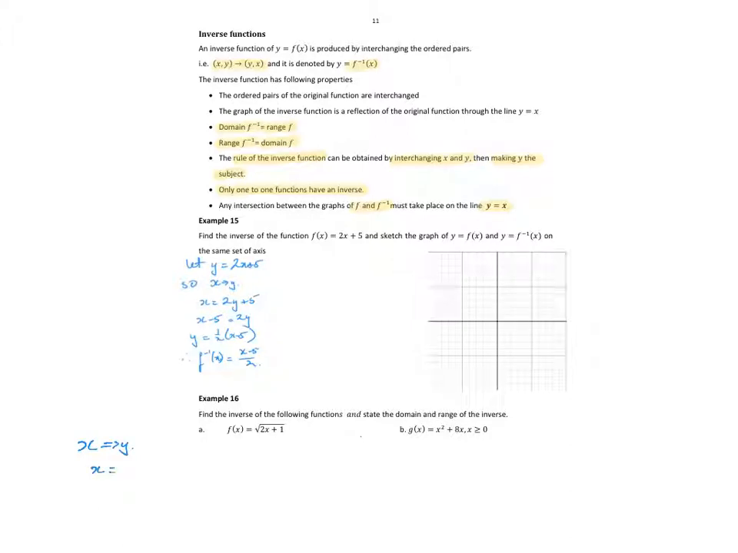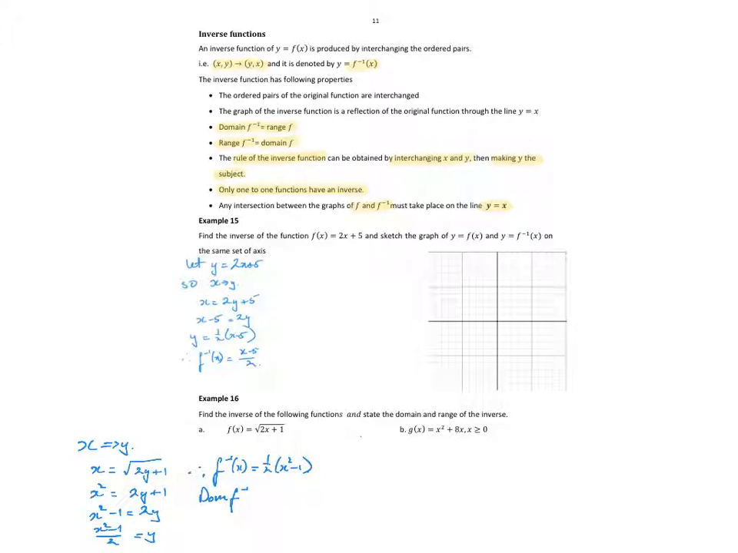Again, we swap the x and y values. So that means x is equal to the square root of 2y plus 1. So let's undo everything. Let's square both sides. x squared equals 2y plus 1. Take the 1 across and then divide everything by 2. So we'll have x squared minus 1 over 2 is equal to y. Again, y is nothing. We lose marks if we don't write it as f inverse of x. f inverse of x is equal to half of x squared minus 1.